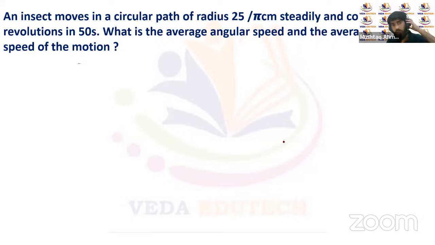Now let's solve this question. An insect is moving in a circular path of radius 25 upon pi centimeter steadily and completes 10 revolutions in 50 seconds. We have to calculate its angular speed and average linear speed of the motion. The average angular speed omega will be equal to the total angular displacement delta theta upon the total time.